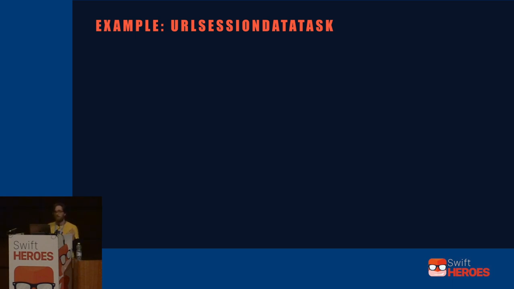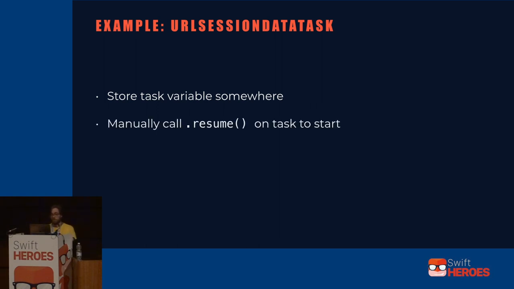Usually what we have to do is create a task from URLSession.shared or whatsoever, a data task, provide it a URL or a URL request, and immediately provide the closure where we define what we want to do with the data given back from the APIs. So we have to take this task variable returned by this initializer and store it somewhere in our code. When we are ready to start it, we have to manually call the resume method to start the actual download.